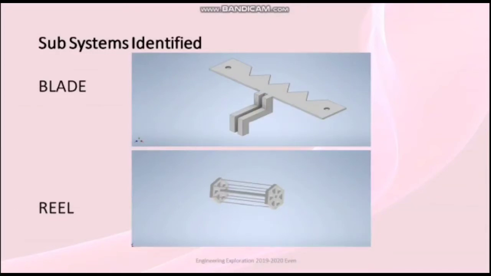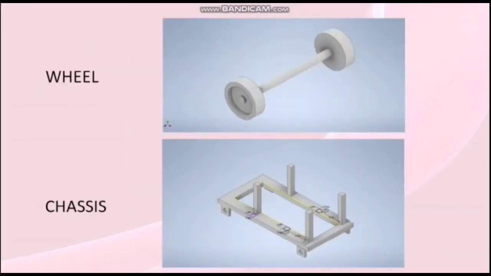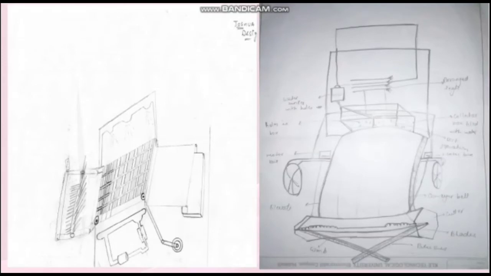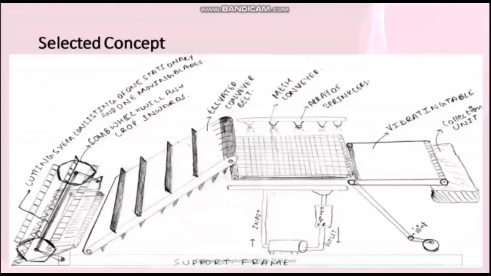According to our requirements, we have identified some basic subsystems. First comes the blade, second the reel, third the wheel or the driving mechanism, fourth the chassis for housing all these subsystems. According to these subsystems identified, we have generated four concepts. Here are those. According to the PUG chart and the feasibility of fabrication, the model we have chosen is this. Now let's discuss the virtual implementation.